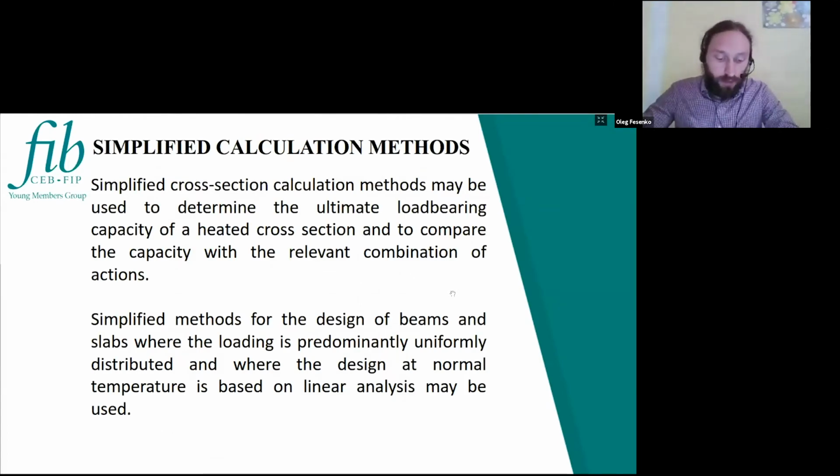Okay. Another kind of design methods are simplified calculation methods. Simplified cross-sectional calculation methods may be used to determine the ultimate load-bearing capacity of a heated cross-section and to compare the capacity with the relevant combination of actions for the fire situation. Simplified methods for the design of beams and slabs where the loading is predominantly uniformly distributed and where the design at normal temperature is based on linear analysis also may be used.